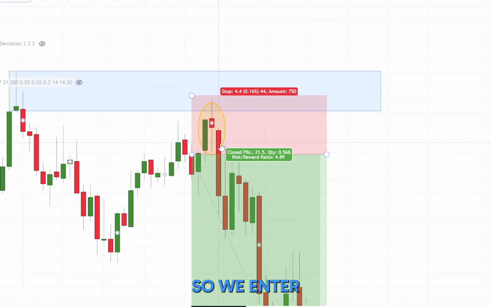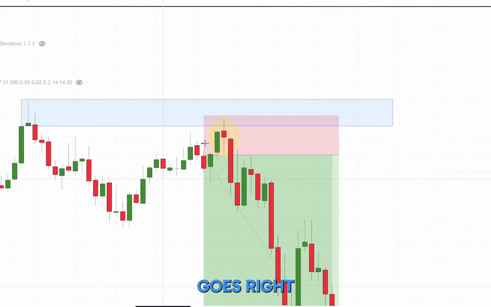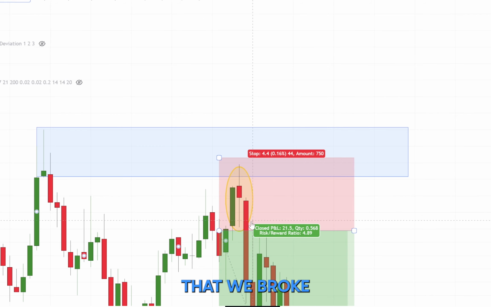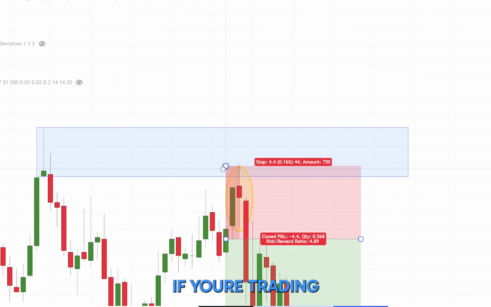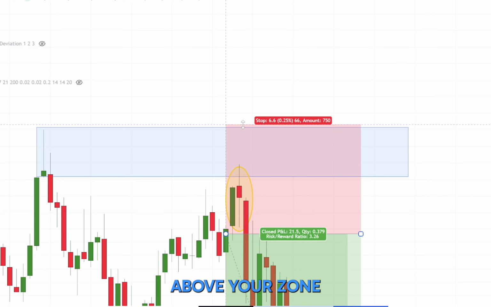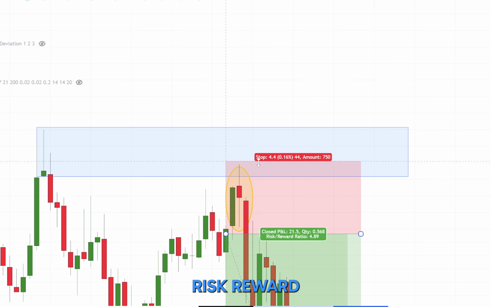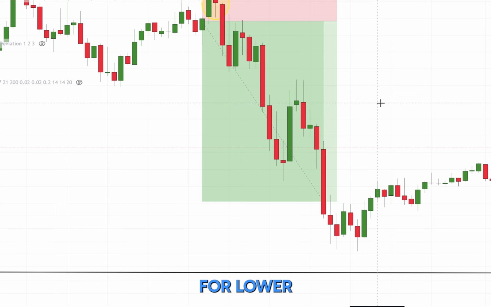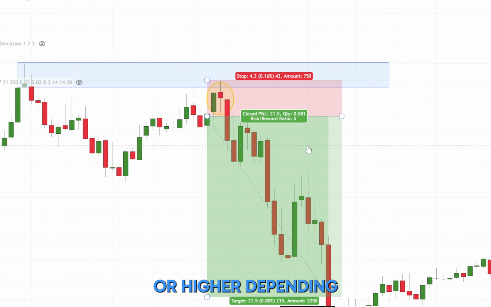So we enter off of this candlestick break right here. Our stop loss goes right above that candlestick that we broke. If you want a safer stop loss, you can put it above your zone. If you're trading supply and demand, support and resistance, you could put it above your zone. But if you want more risk to reward, you can put it right above the candlestick that we just broke. And then we aim for lower or higher, depending on what direction you are trading.